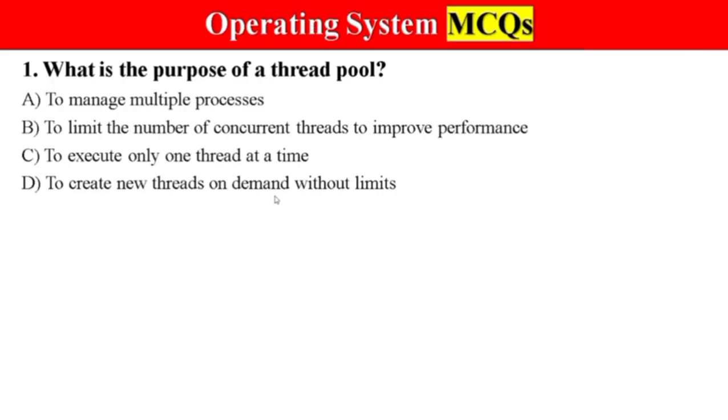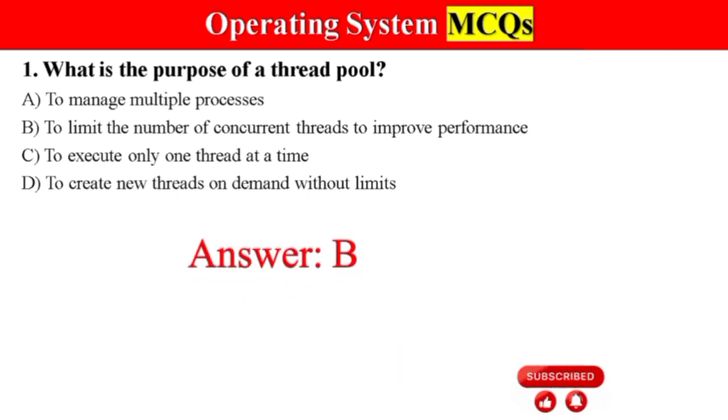The first question says, what is the purpose of thread pool? A, to manage multiple process. B, to limit the number of concurrent threads to improve performance. C, to execute only one thread at a time. D, to create new threads on demand without a limit. The correct answer is B, to limit the number of concurrent threads to improve performance.